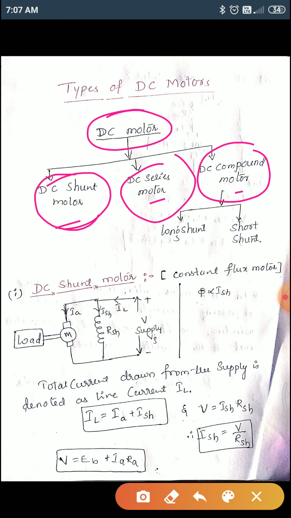Again, in a DC compound motor we have a long shunt and a short shunt. It is classified the same way as your generator. Now let's see the first one, the DC shunt motor.